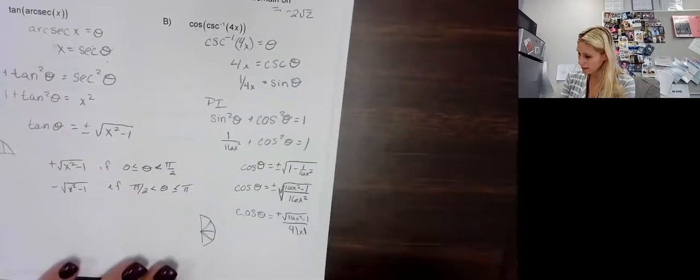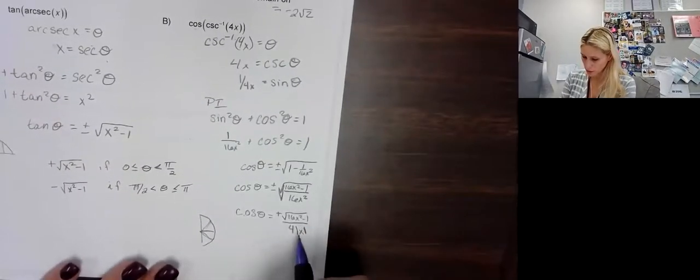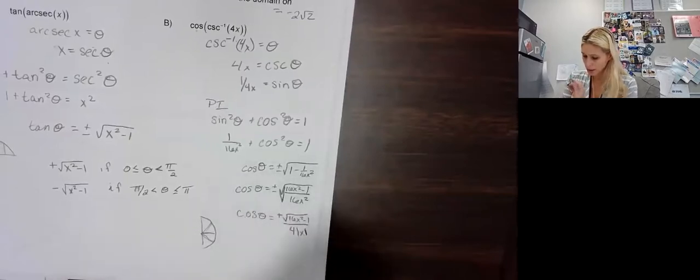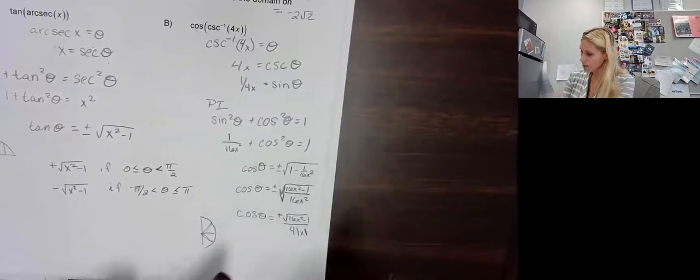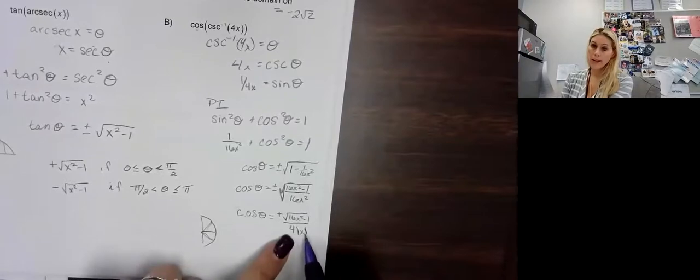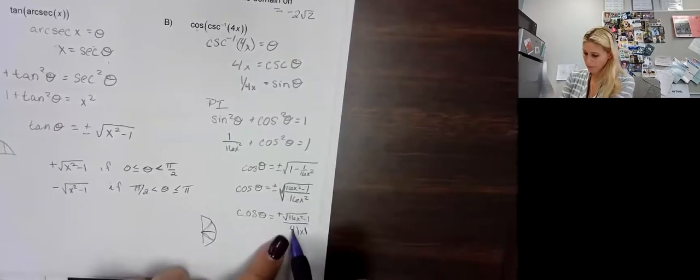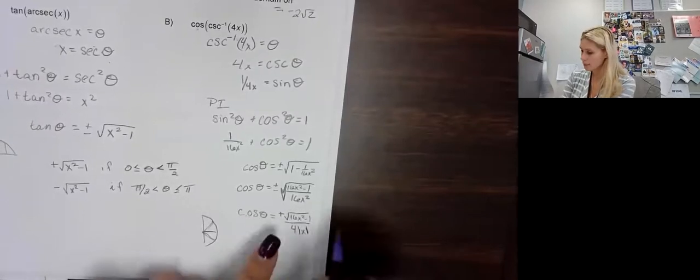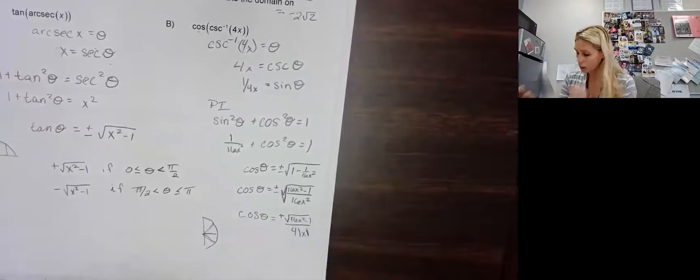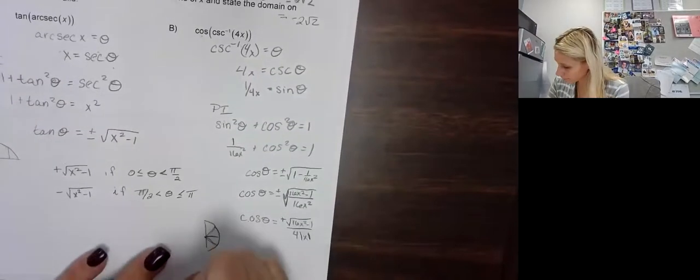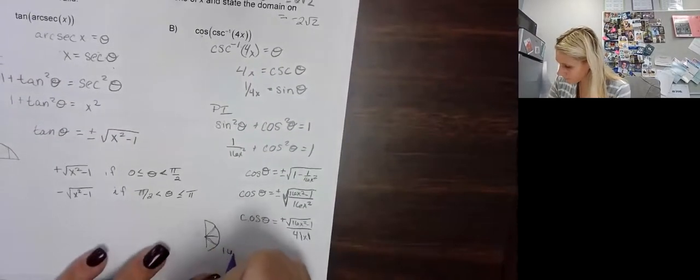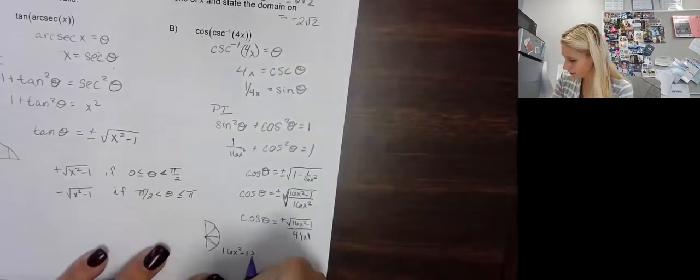Now, we need to do the domain. So let's look what happens. We have two things to think about. Well, in the denominator, can that ever be 0? Yeah, it can be 0 at 0. So be careful there. That's step 1. Step 2 is our square root. Our square root has to be positive. So the 16x squared minus 1 has to be greater than or equal to 0.